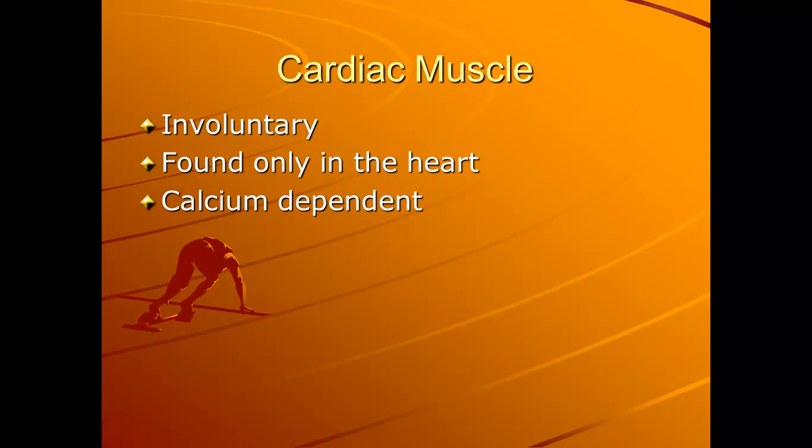Cardiac muscle is involuntary. It is found only in the heart. It has a specialized structure only found in cardiac muscle called an intercalated disc that allows for the free flow of calcium between the muscle cells to enable contractility or continuous pumping action of your heart muscle.